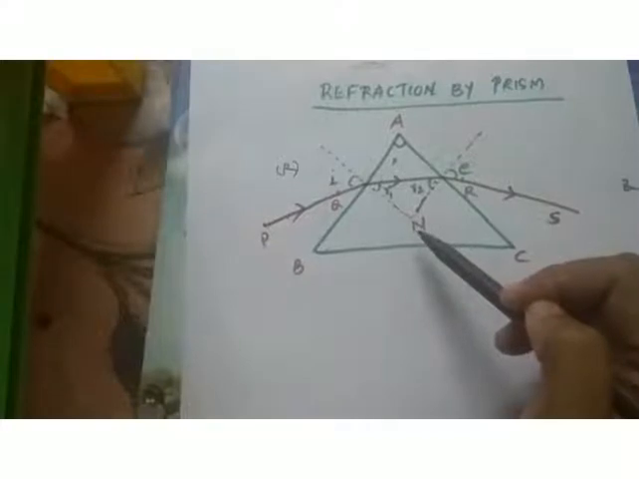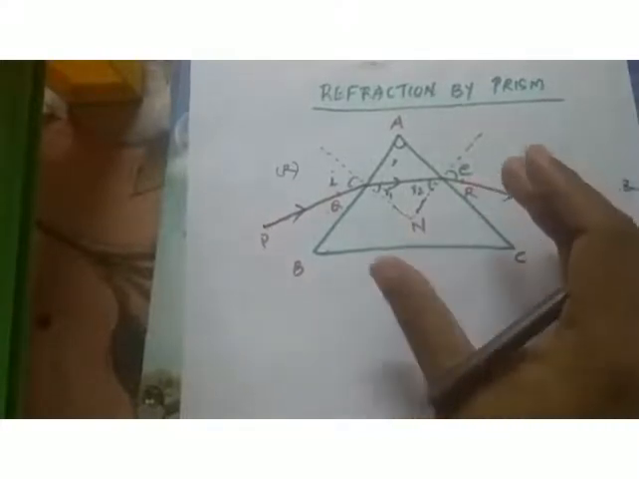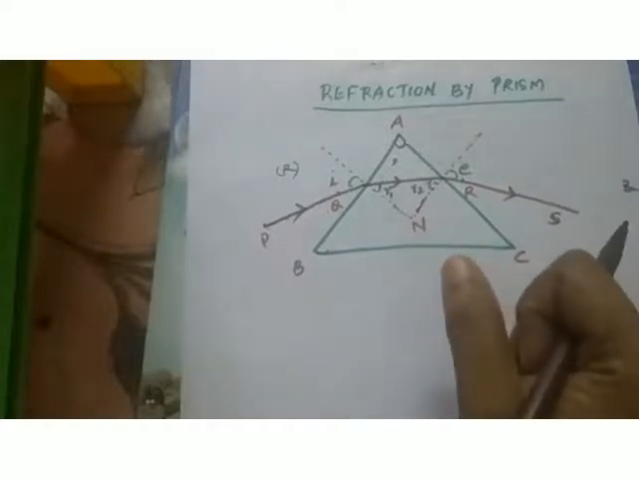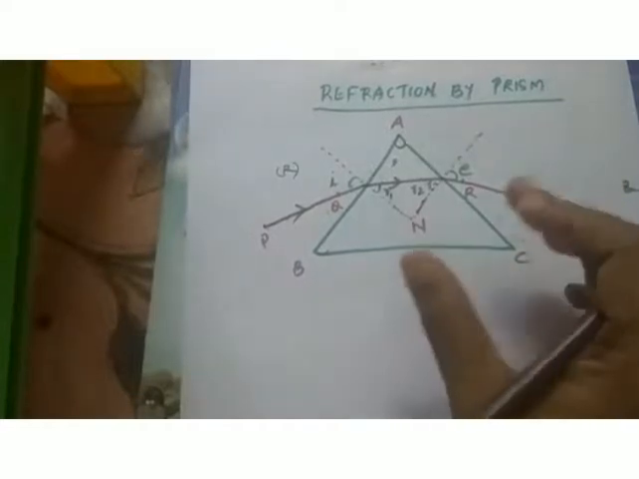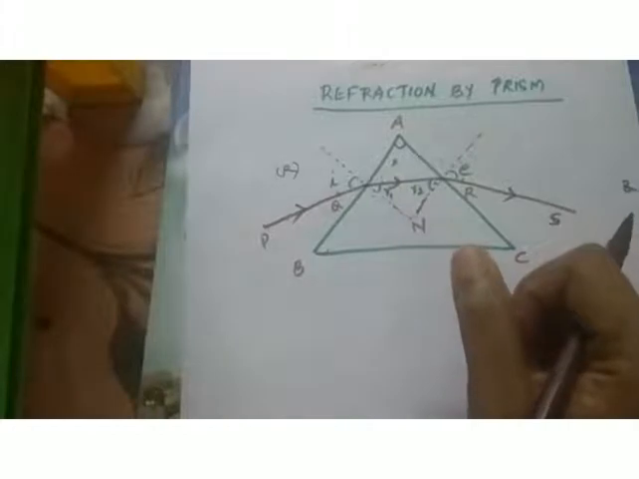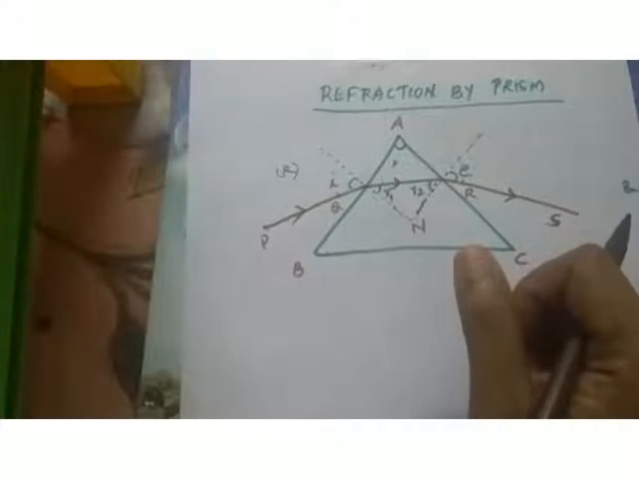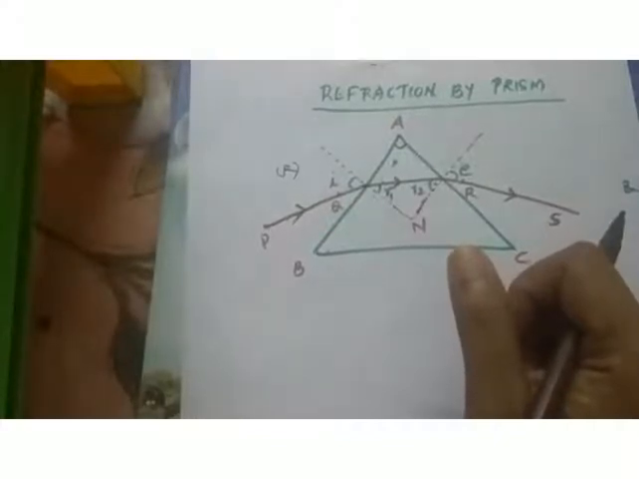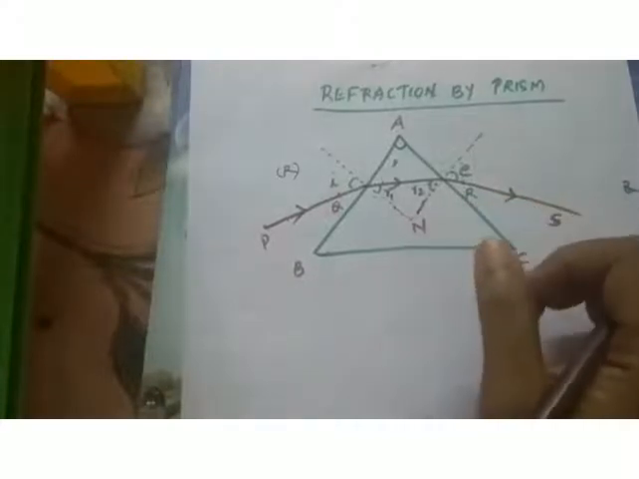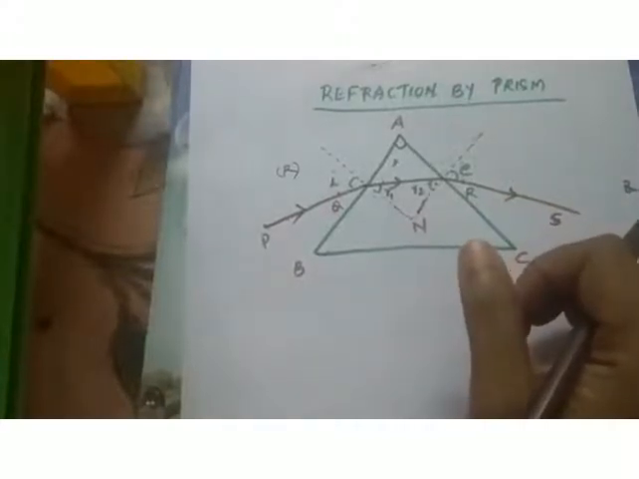Now here we need to consider some geometry in order to obtain an expression for the refractive index of the prism and also for the angle of deviation of the prism. So before that, you must mark the angle of deviation in this figure. So what is the angle of deviation? Angle of deviation is the angle between the emergent ray and the incident ray.